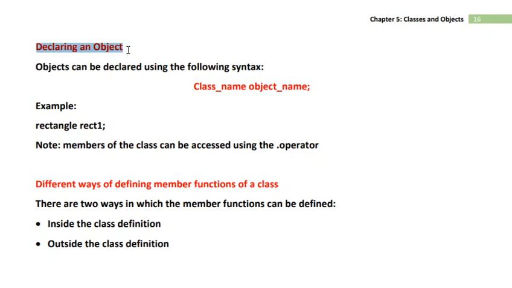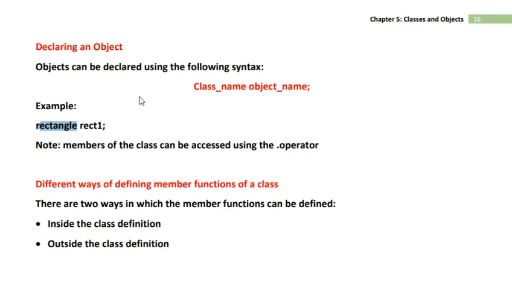So, in today's class, we'll be learning about how to declare objects belonging to a particular class. Objects can be declared using the following syntax. We have the class name, followed by the object name. So here we have the object rect1 of type rectangle, where rectangle is a class.